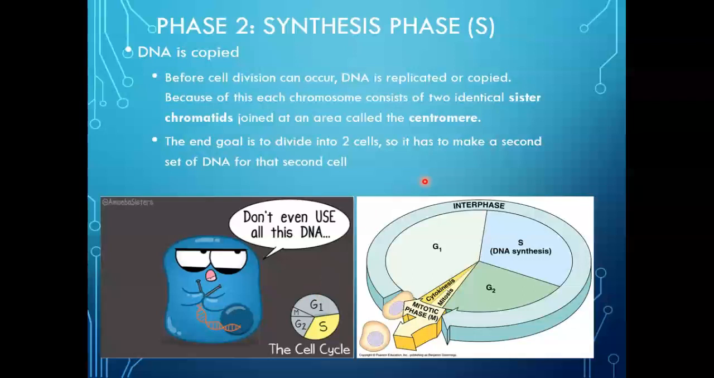The chromosome now is going to look like that X shape that we discussed earlier, and that's because the original chromosome, when it duplicates itself, ends up making something like a Siamese twin. The two chromatids, the Siamese twins, for lack of a better word, are joined at one central spot in the middle. And the end goal is to divide into two cells. All right, and so that's why you have to duplicate all of the DNA.